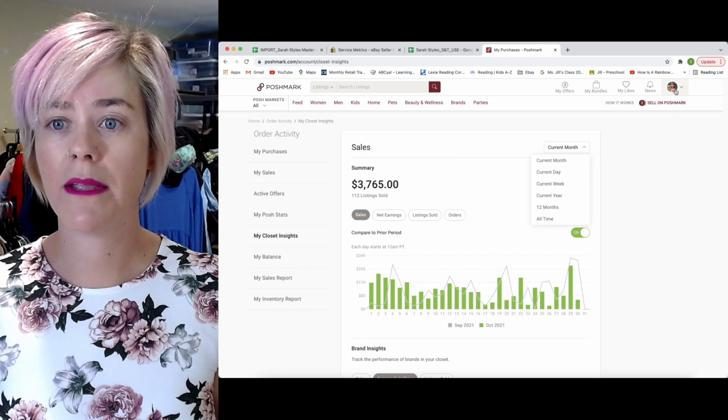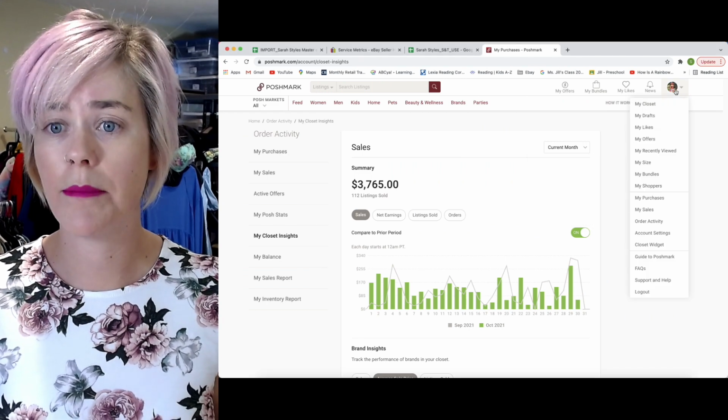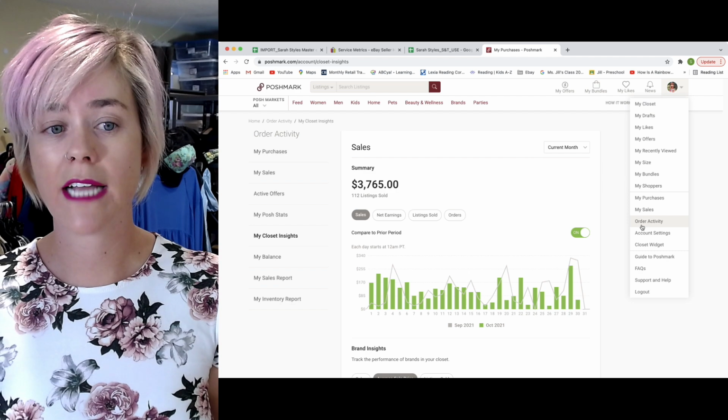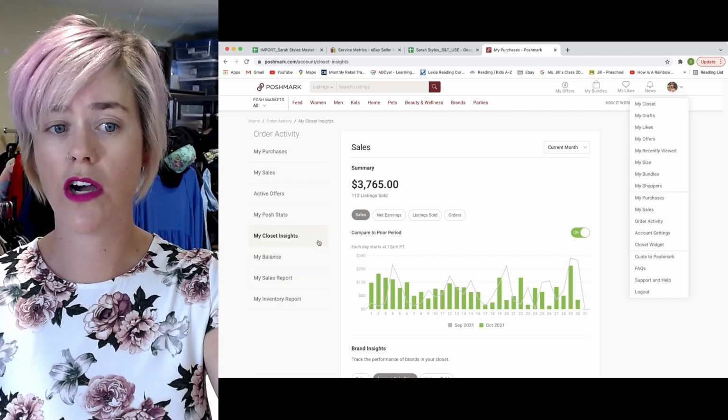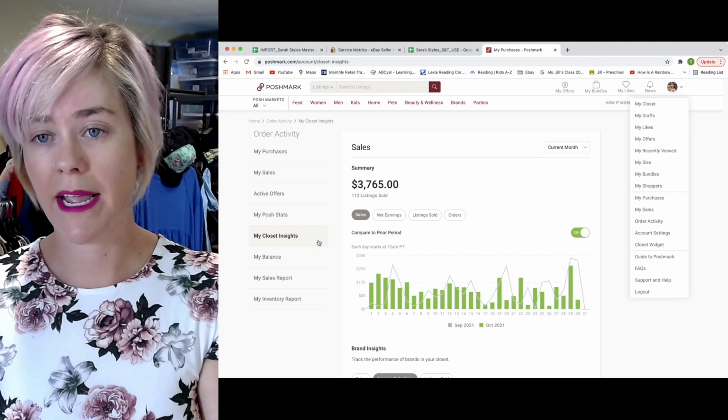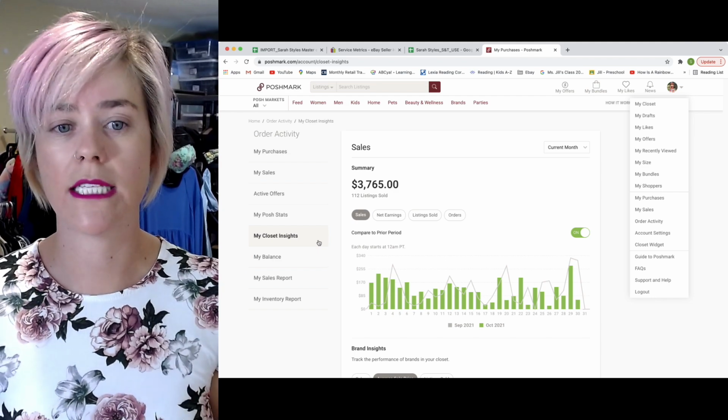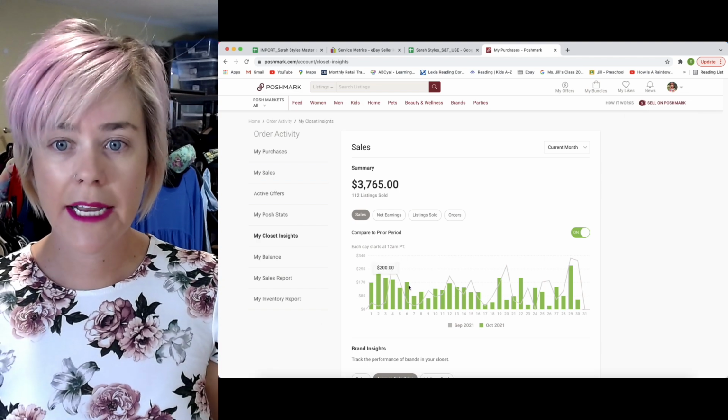So if you come up here, it's going to be the same on the app. You come up here, you scroll down to order activity, and then you come over to closet insights. On the app, you can just go to the main page where you can find everything, and then it's just closet insights.